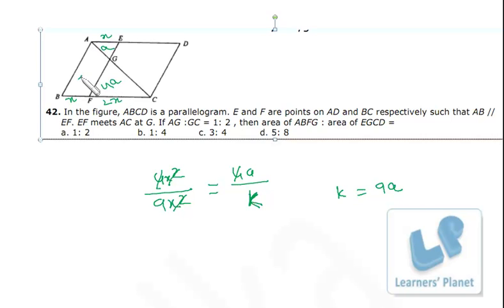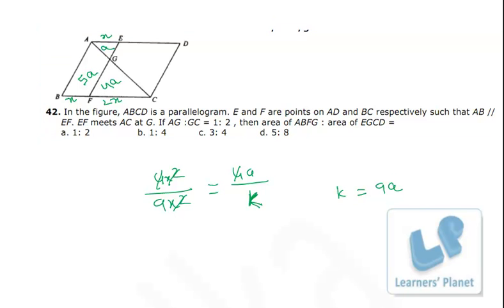That means the area of CBA is 9A. The total area of triangle ABC is 9A. If this is 4A, this has to be 5A, right? So we got ABFG, that is this part. The total area of triangle ABC is 9A. If I deduct 4A, that is the area of FGC, I'll get 5A.